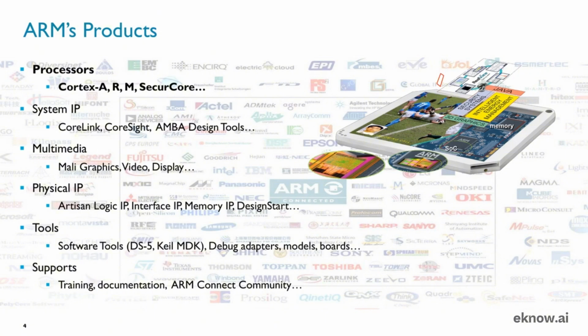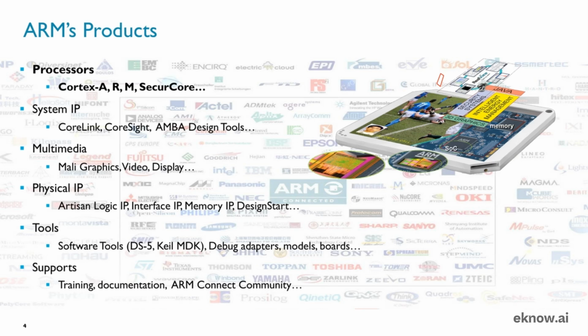Of course, to build something this complex, engineers need good tools. ARM provides complete software development toolchains like DS-5 and Keil MDK, as well as hardware debug adapters. These are the hammers, wrenches, and diagnostic scanners that engineers use to design, program, and test their ARM-based systems.